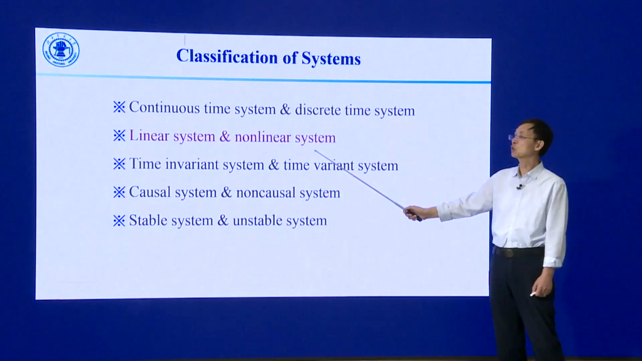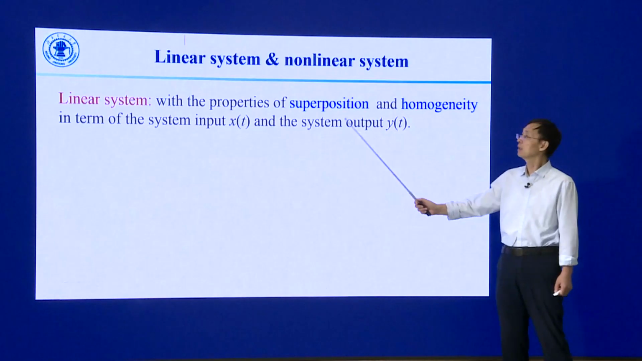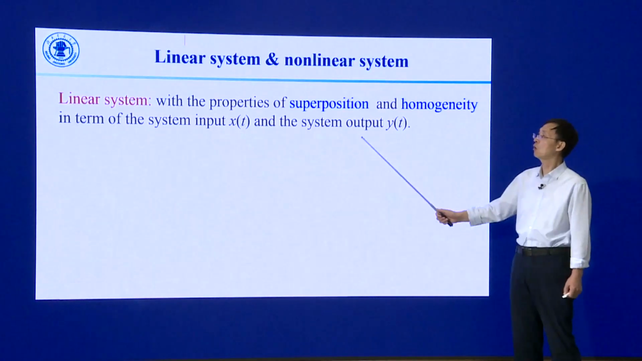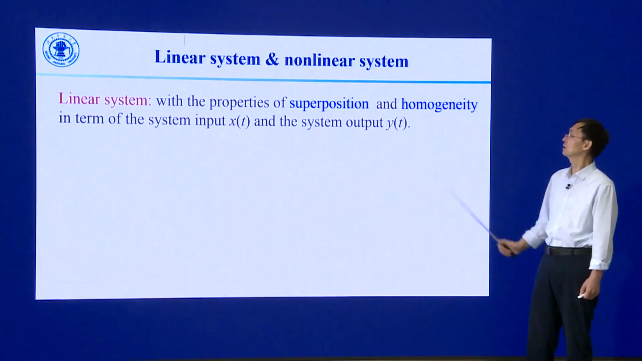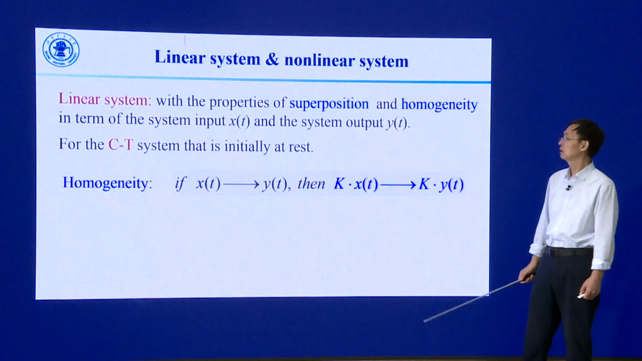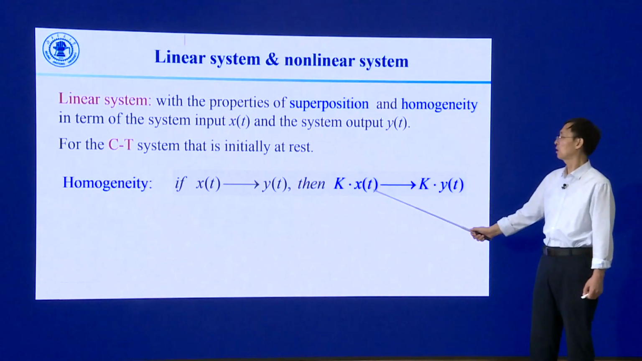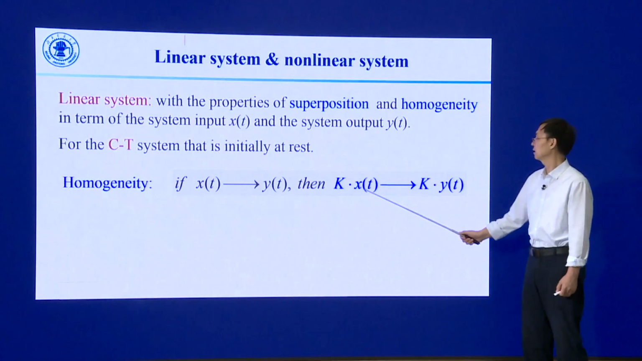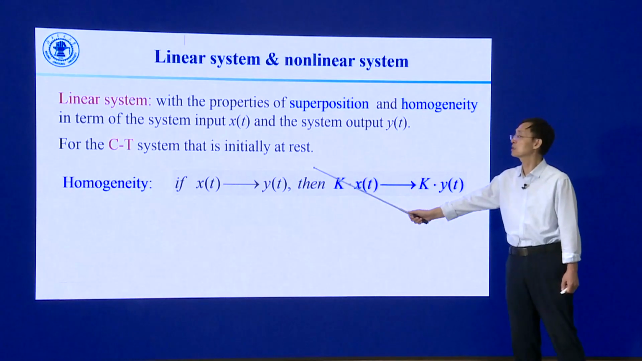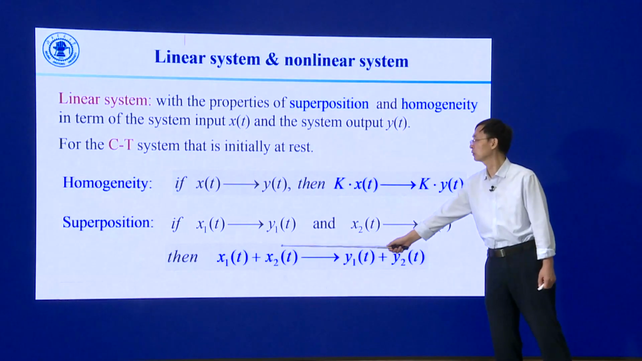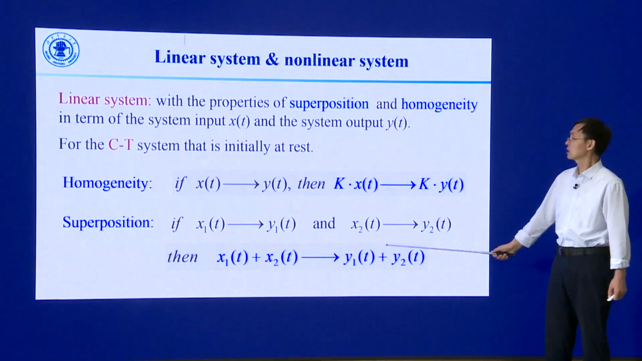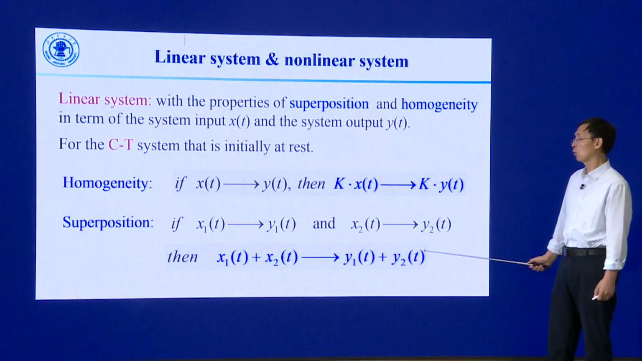Now we will discuss the linear system and the nonlinear system. A linear system has the properties of superposition and homogeneity in terms of the system input signal and output signal. For the continuous time system that is initially at rest, if the input signal is multiplied with constant k, its output signal is also multiplied with a constant k. The system is with the homogeneity. If the input is the superposition of x1(t) and x2(t), its output signal is the superposition of y1(t) and y2(t).